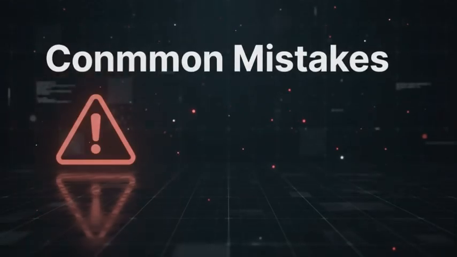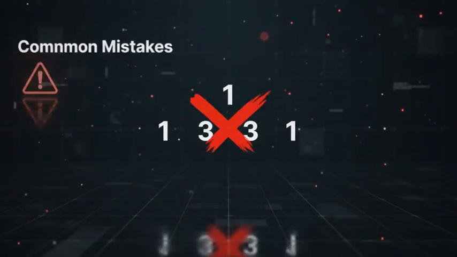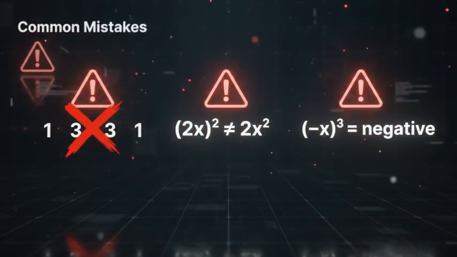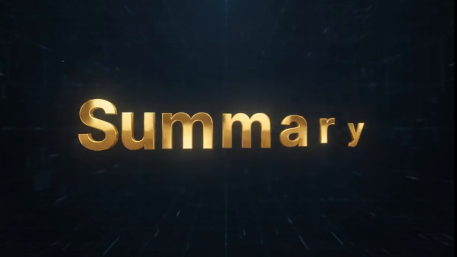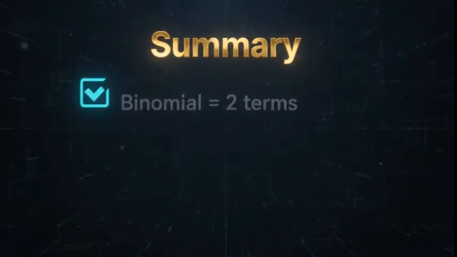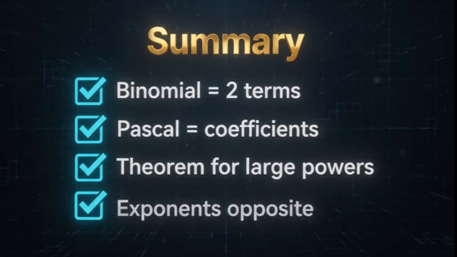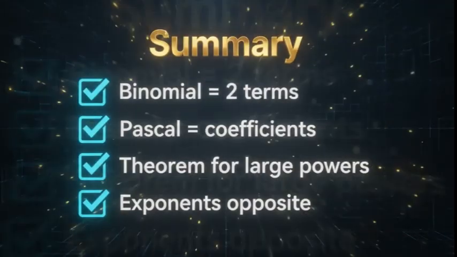Avoid common mistakes. Use the correct Pascal row. Raise both terms correctly, and remember that negative numbers raised to odd powers stay negative. Remember, a binomial has two terms, Pascal's triangle gives coefficients, the binomial theorem handles larger powers, and the exponents move in opposite directions.